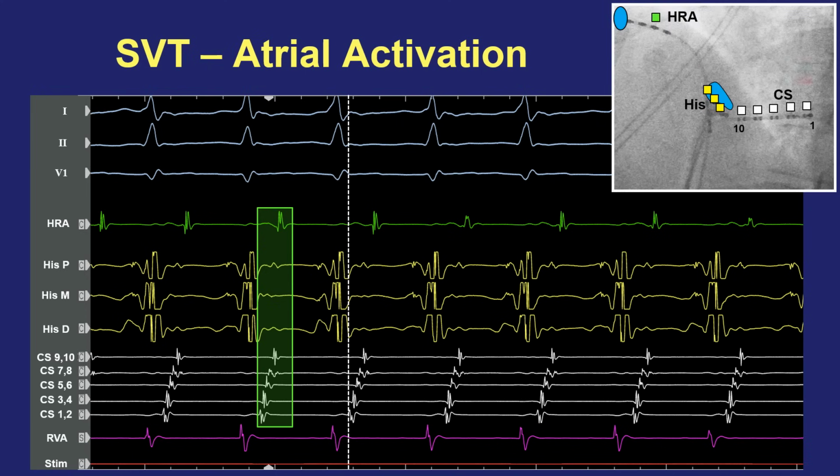tachycardia mechanism. Here's a reminder of where our electrodes are located, and the red arrow shows the activation sequence during tachycardia. And let me put up my little checklist here.